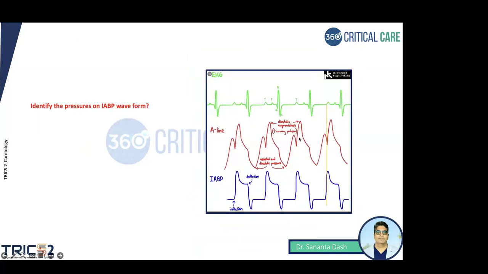Okay, we'll go in detail about it. So they can ask you about the waveforms that you see. What is the augmented diastolic pressure? What is the assisted end diastolic pressure? What is the role of it? So the diastolic augmentation helps in coronary perfusion, and that pressure is called the assisted end diastolic pressure, which is lower than the real end diastolic pressure.